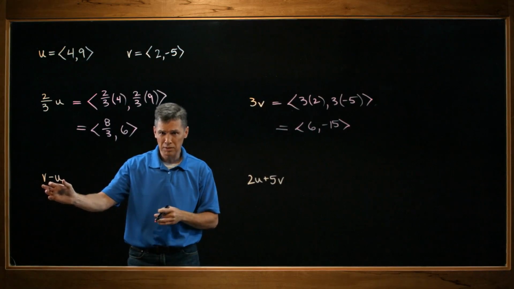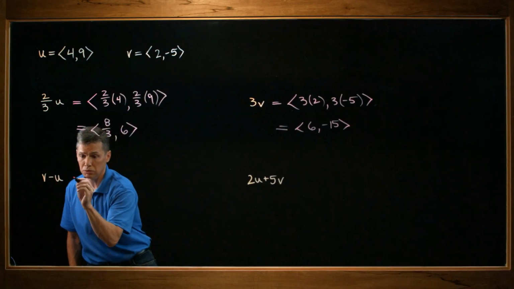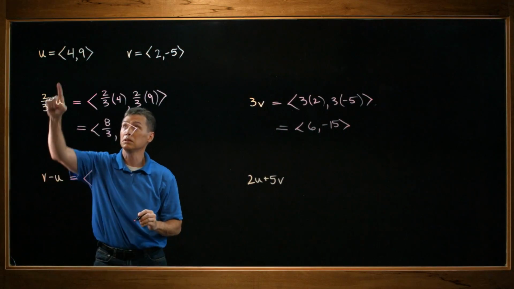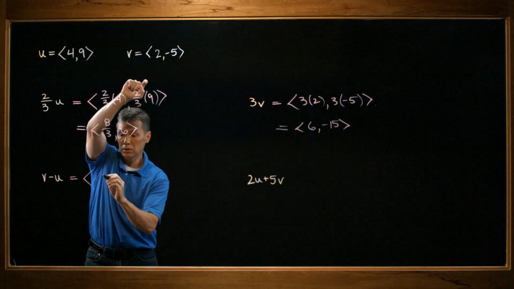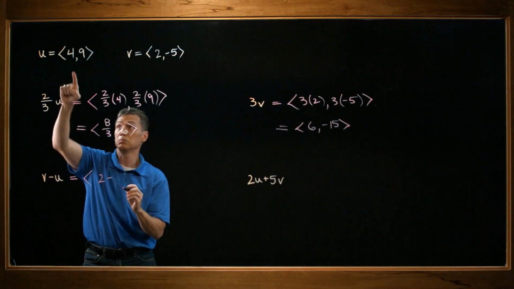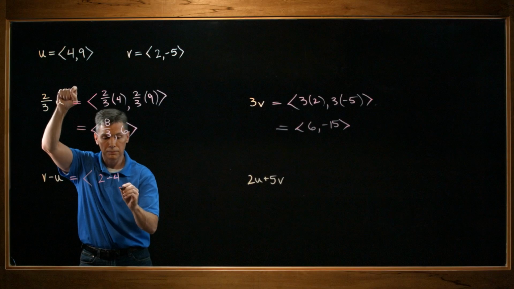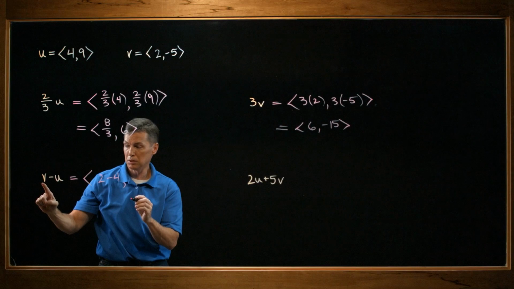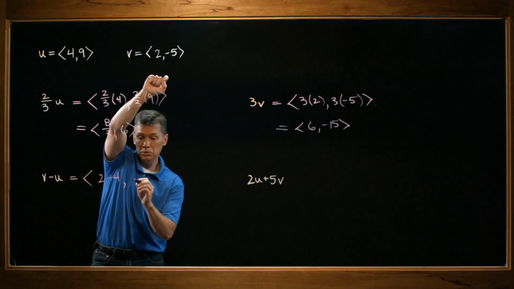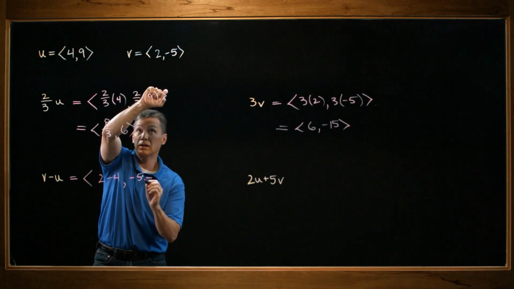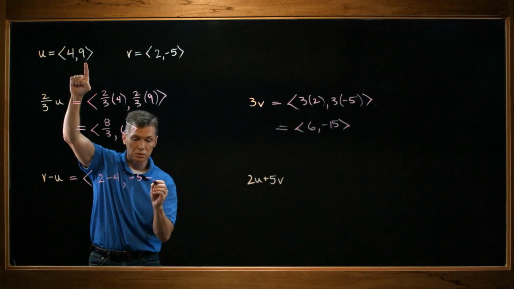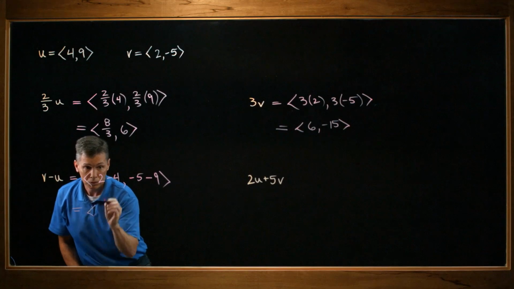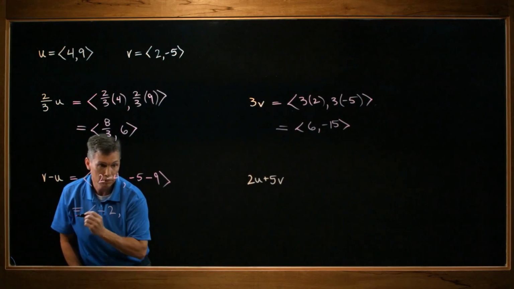Next one is looking at the subtraction. Addition or subtraction of vectors is still component-wise, so this will equal, and then I go to my first component of v, which is the 2, subtract the first component of u, which is 4, comma, and now I subtract the components v minus u, so the second component from v, which is my -5, and subtract my second component from u, which is 9, and clean up.